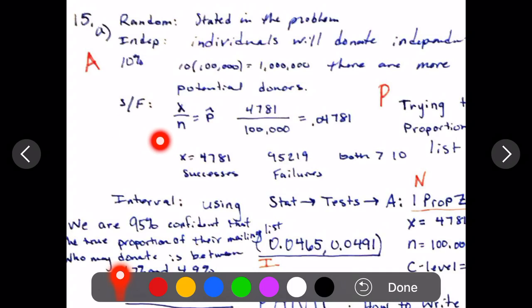Under success or failure, I wrote the formula down for x over n equals p hat. Sometimes I need this piece and sometimes I don't. In this case, they told me how many successes I had, and that's really important because that's n times p. We're looking for x, n times p, or in this case p hat, but they told us that number. I can subtract it from 100,000 to figure out how many people did not donate to this group. Both of these are greater than or equal to 10, so success and failure has been satisfied. Therefore, since all the assumptions and conditions have been met, we can create a confidence interval.